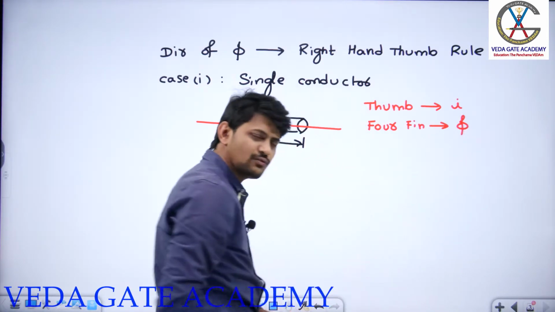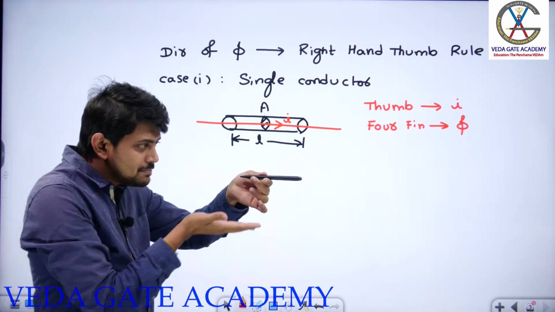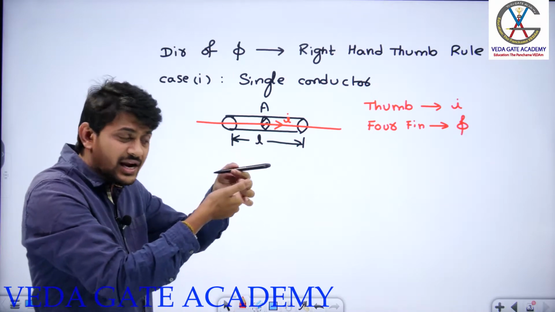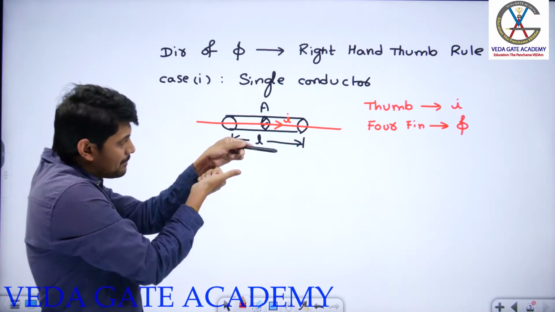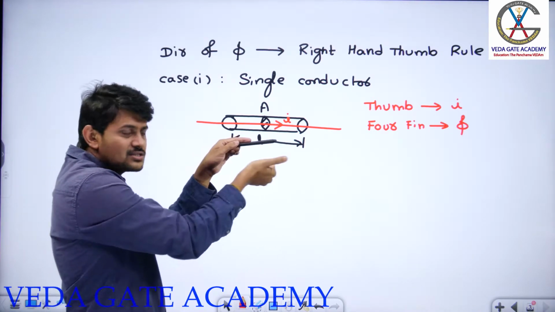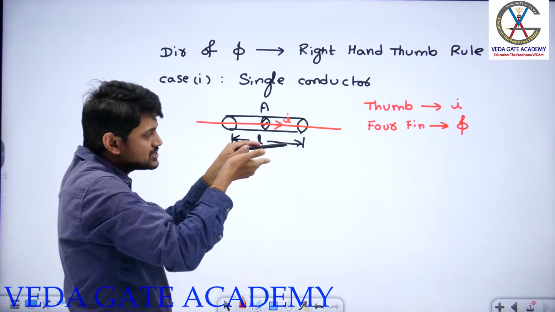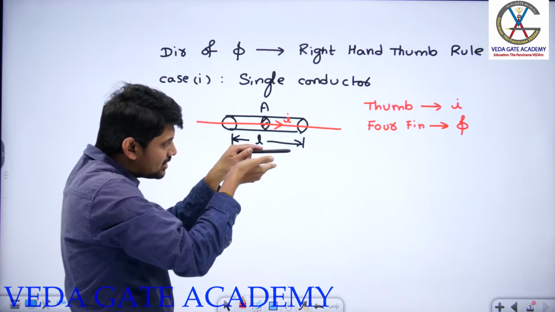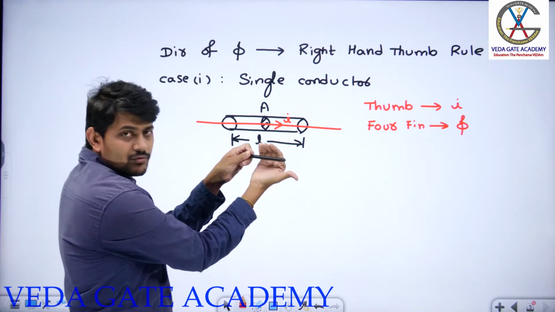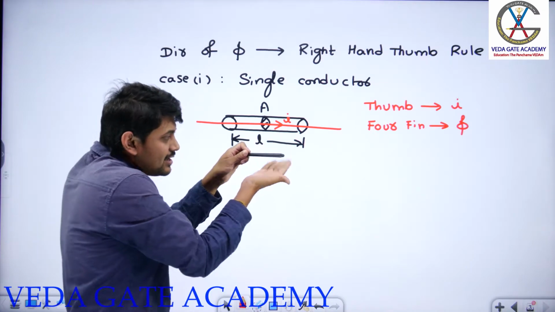If this is my conductor, simply hold the conductor with the thumb in the direction of current. If you observe here, my thumb is showing towards the direction of current. Now if I hold this conductor, my four fingers are entering below this conductor here and above this conductor over here. So my flux lines are entering here and leaving here.